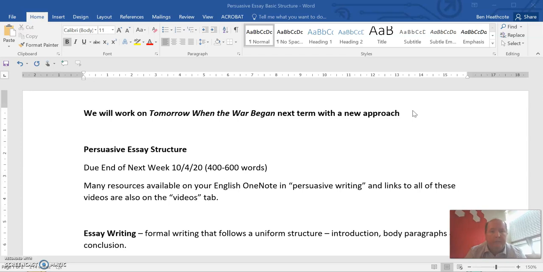So today we're looking at the persuasive essay structure, and this came out of people asking for clarification in class yesterday. It's going to be due end of next week. It was due earlier, but I'm happy to give an extension based on a bit of confusion around the online learning. It's still due next week, around Friday the 10th of April. You might want to aim for the Thursday so it's done before the holidays officially start, but that's up to you.